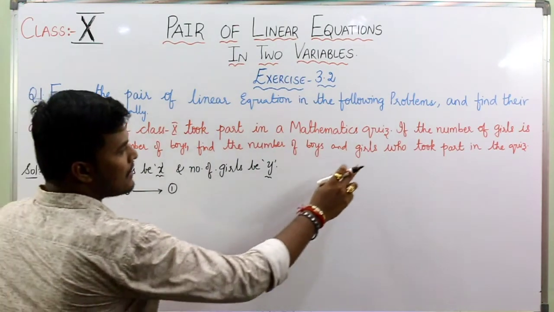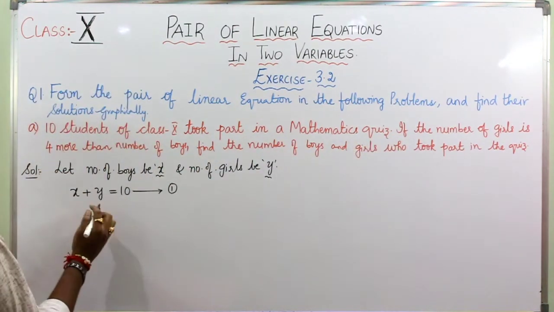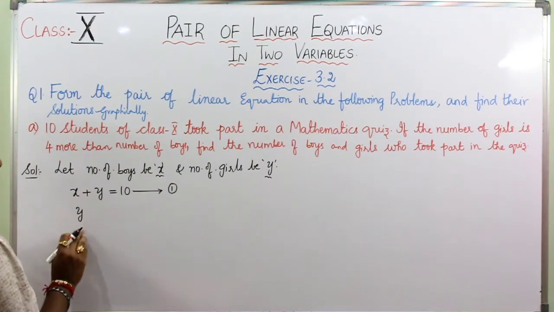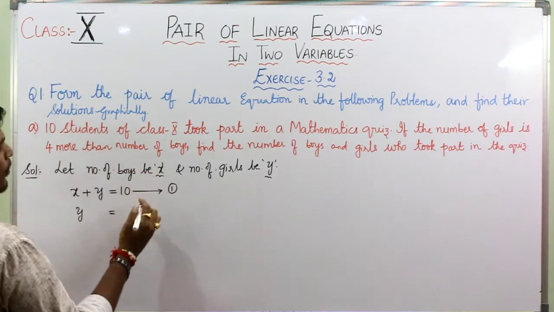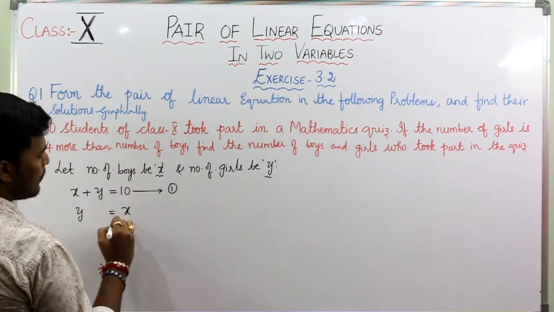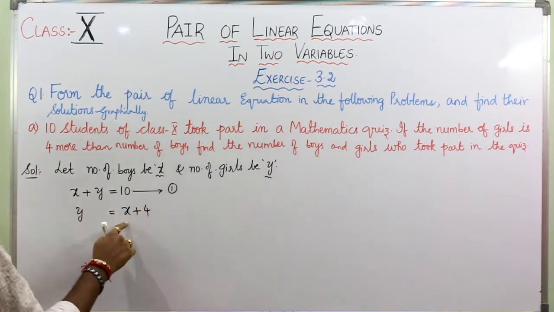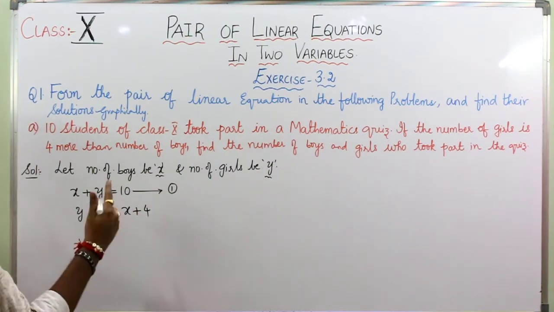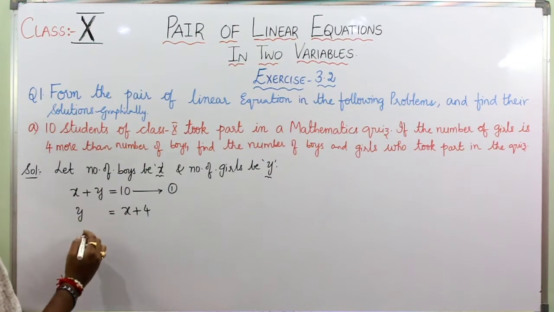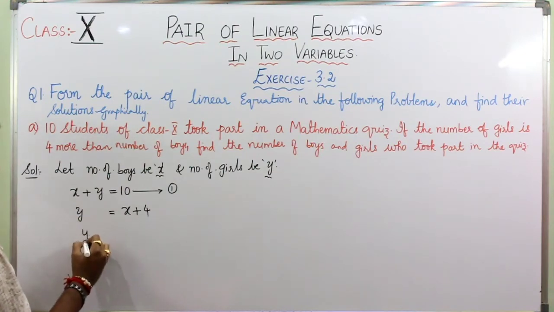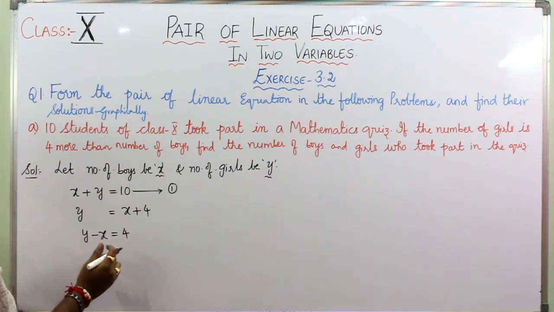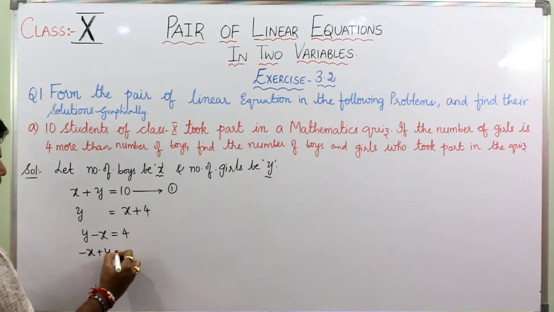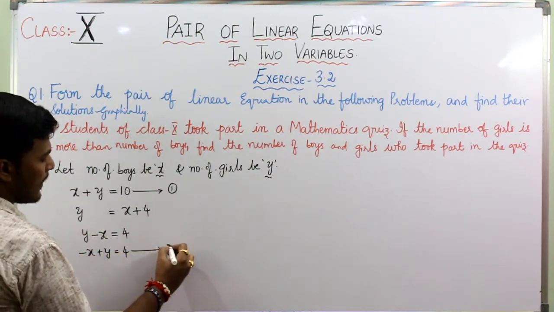And the second one: the number of girls is y, and it is 4 more than the number of boys. Suppose boys is x, 4 more than that is x plus 4. So y equals x plus 4. Now taking this x term to the left side, it becomes y minus x equals 4. If I rearrange the terms, I get minus x plus y equals 4. This is the second equation.